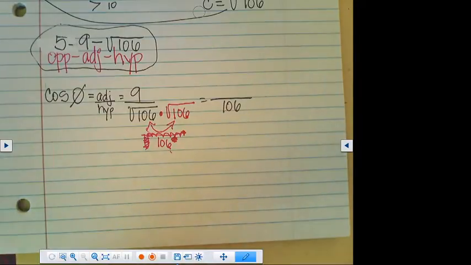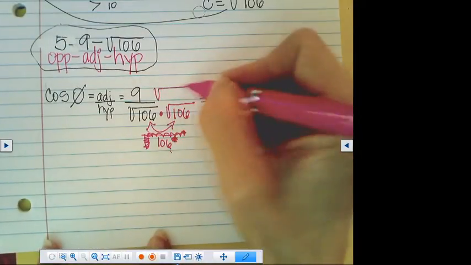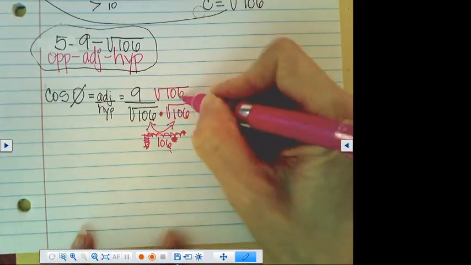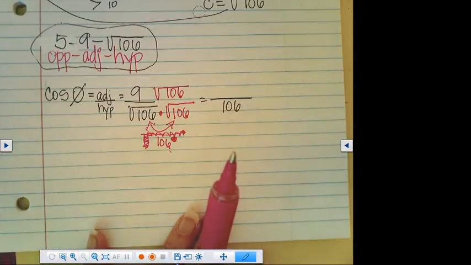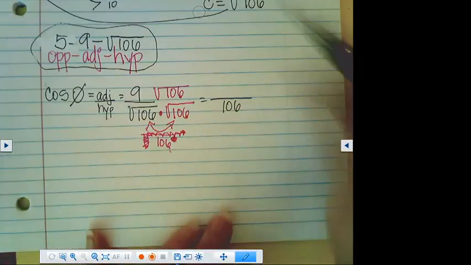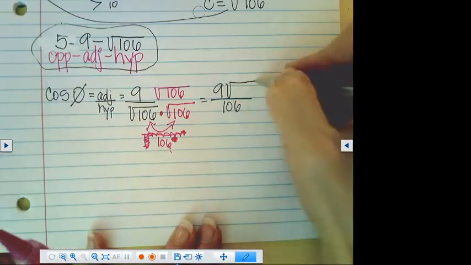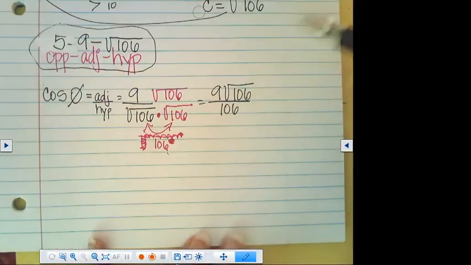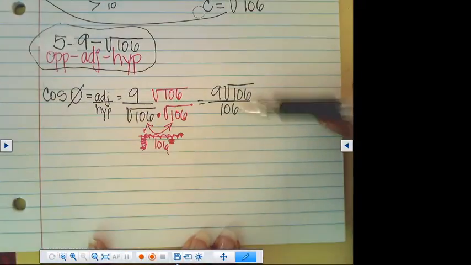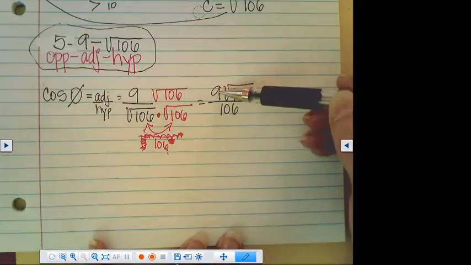Now, what you do to the denominator, you have to do to the numerator also. Okay? You're not changing the value of it, you're changing the way it looks. Pretty much. Okay? So what is your numerator now? 9 times the square root of 106.